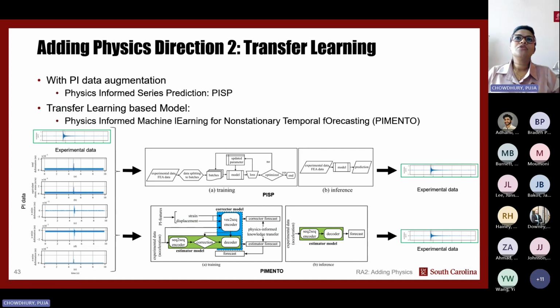Now start with the approach to transfer learning. Here we see at first the data augmented model, the PISP at the top, which is the physics informed series prediction. In case of the PISP model, we use all of this data through the training, also in the inference, and do the prediction. Now we introduce a transfer learning based model, which we named physics informed machine learning for non-stationary temporal forecasting, in short, PIMENTO. So the below one is the PIMENTO or the transfer learning based model. We can see here is a training phase where we use all of this data, but in inference we only use the acceleration data. We will talk in detail in the upcoming slides.